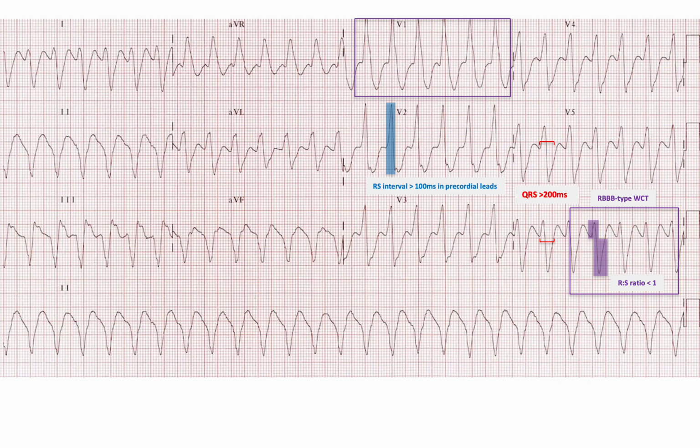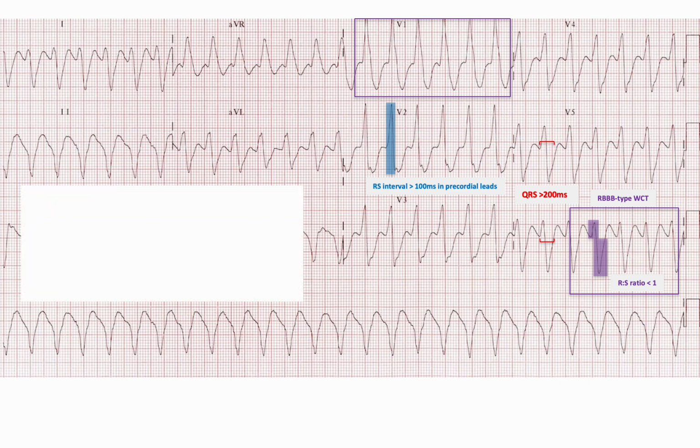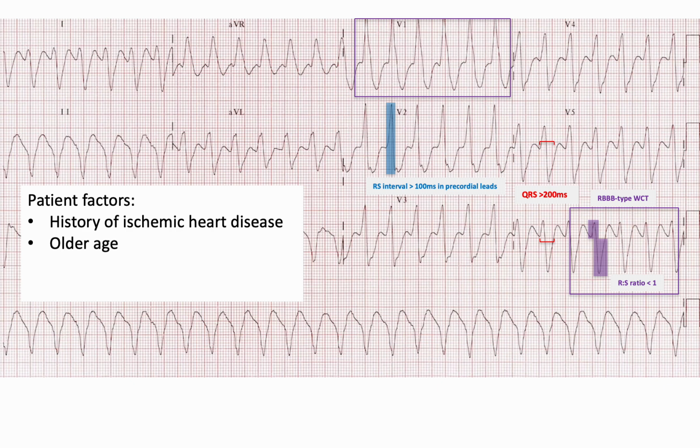So let's summarize. Our patient is a lady with a history of ischemic heart disease who's older, and her EKG shows a monomorphic wide complex rhythm with very wide QRS, delayed QRS peak times, and a right bundle branch morphology with morphologic criteria favoring VT. Overall, very consistent with a diagnosis of monomorphic VT, which was the correct diagnosis in this case.